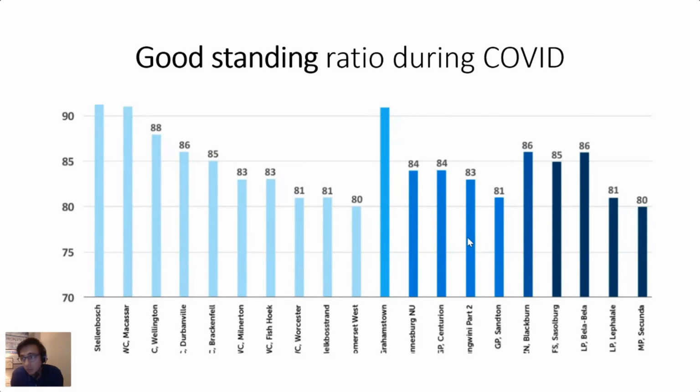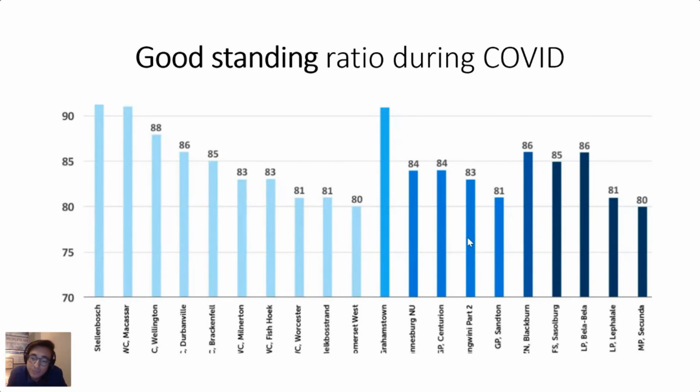They still have an income, surely. They're probably working from home, whatever it may be. You've also got Wellington, Durbanville, Brackenfell, Milnerton, Fishhook, Worcester, Strand and Somerset West. All right, so those are areas that have been low in being affected by the COVID spread. We've also got Johannesburg CBD, 84% good standing ratio. Not bad. Not bad at all.